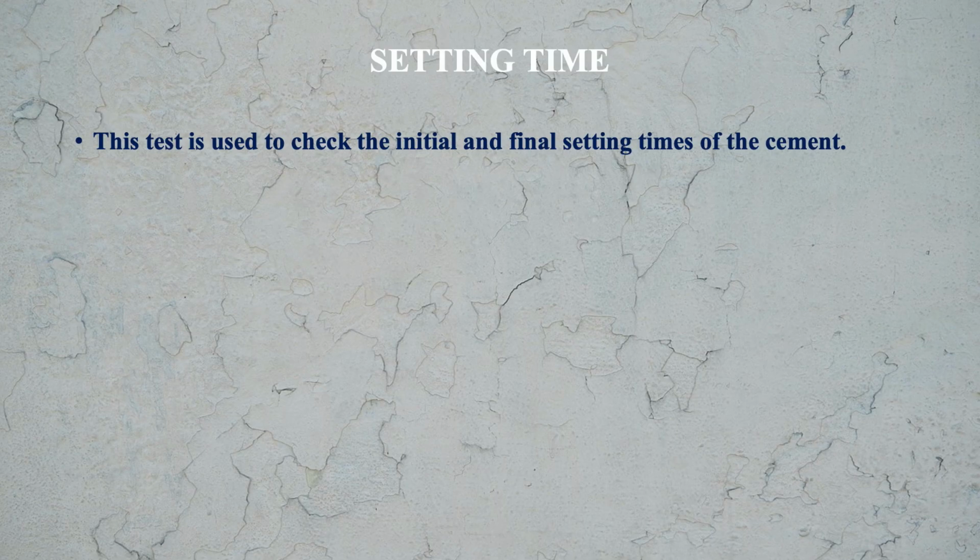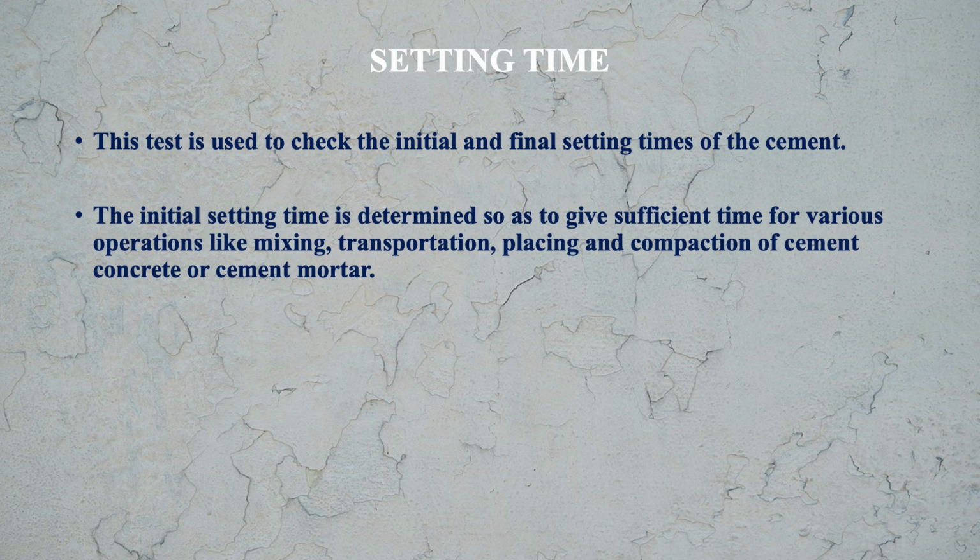Now let us move to the setting time test. The setting time test is used to check the initial and the final setting time of the cement. The initial setting time is determined so as to give sufficient time for various operations like mixing, transportation, placing, and compaction of cement concrete or cement mortar, whatever it is. If you are using cement for making concrete, then cement concrete; if you are using cement for making mortar, then cement mortar.